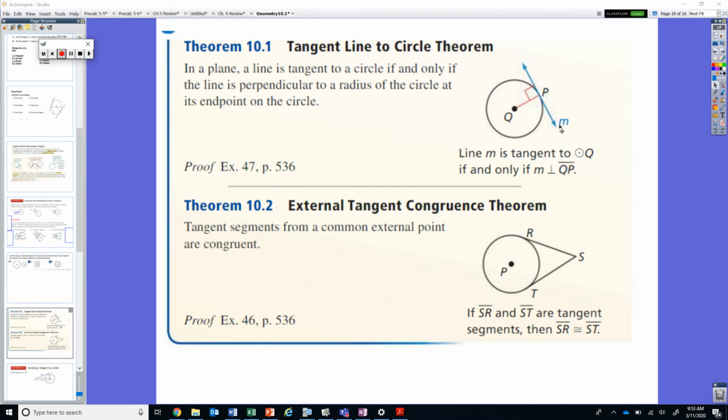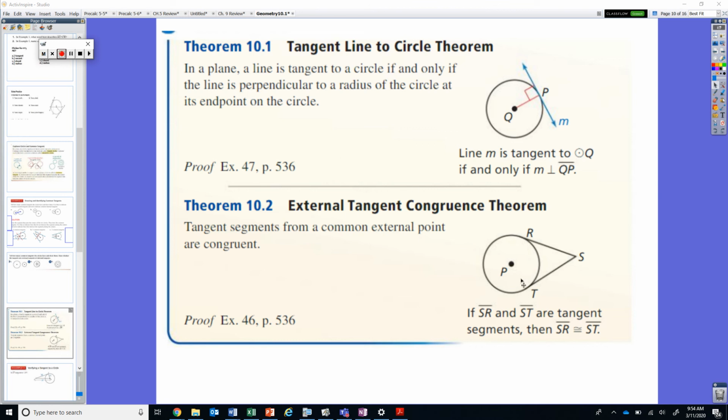Can you think of maybe why or how this is going to end up being beneficial to us? Well, if you remember, the previous chapter that we just went through was all about right triangles. We're going to be able to utilize some of this information and connect it with what we talked about with our right triangles, making some use of the Pythagorean theorem and maybe at some point in time even SOHCAHTOA.